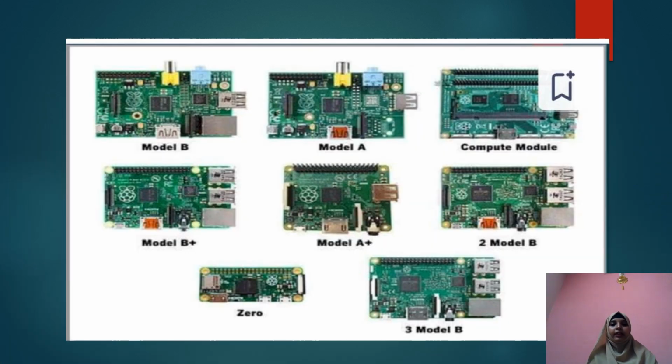So here you can have a look at the models of the Raspberry Pi. Here is the Model B followed by A, compute modules, Model B plus, Model A plus, 2 Model B, Zero and 3 Model B.